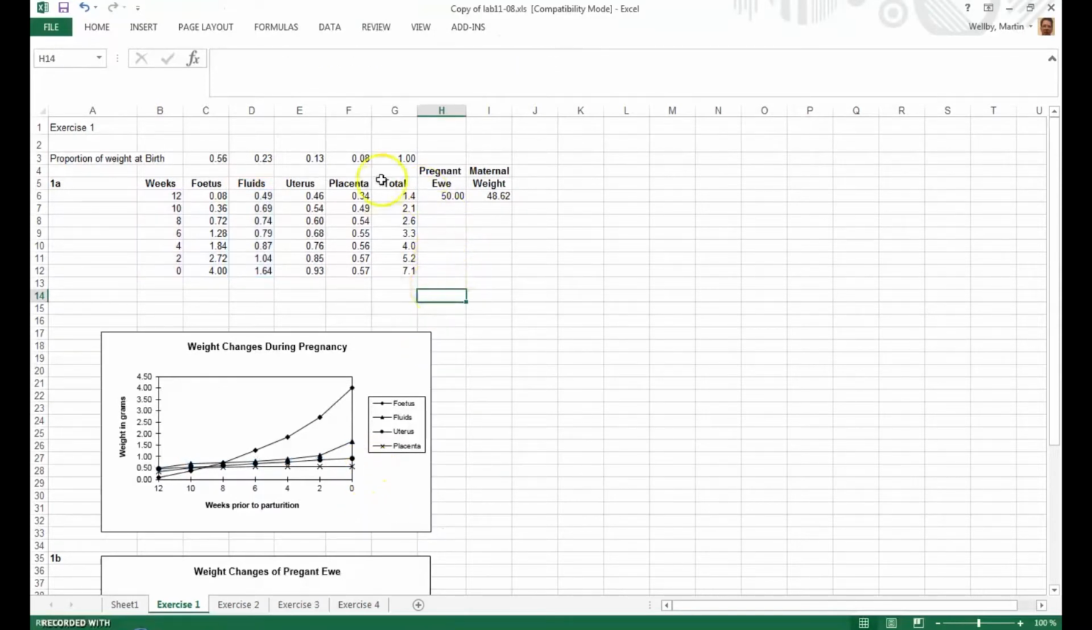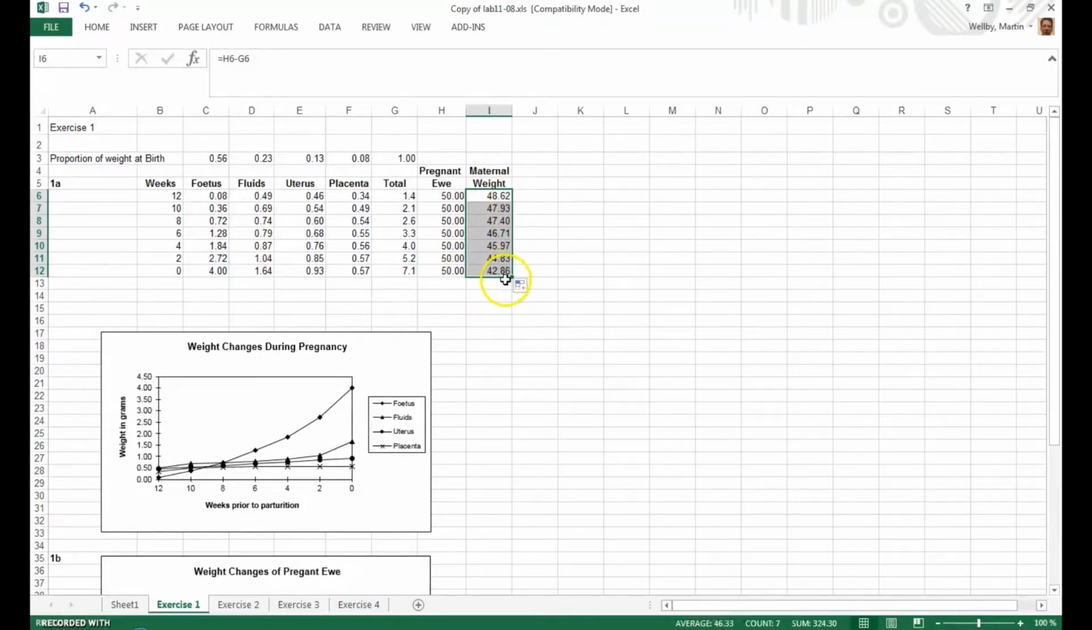So what else I can do is here in this column here I've just totaled up the weight of the fetus, fluids, uterus and placenta. So for each of those 2 week steps prior to the birth, and that means that I can fill in these last two columns here. So put pregnant ewe there and copy that down. So these two columns are saying if I keep the pregnant ewe at 50 kilograms, so every time I weigh her in those last 12 weeks, she weighs 50 kilograms, what's happening to her weight?